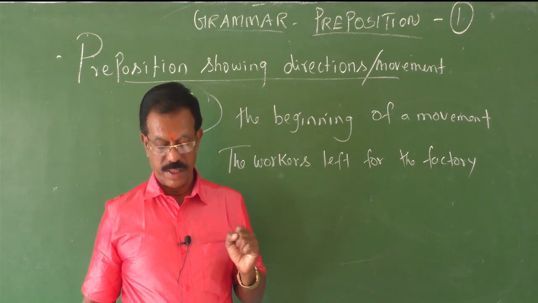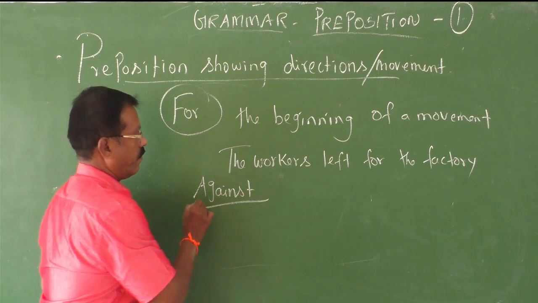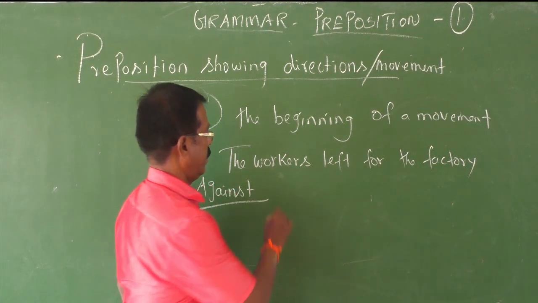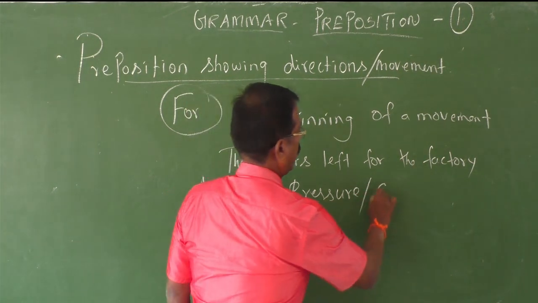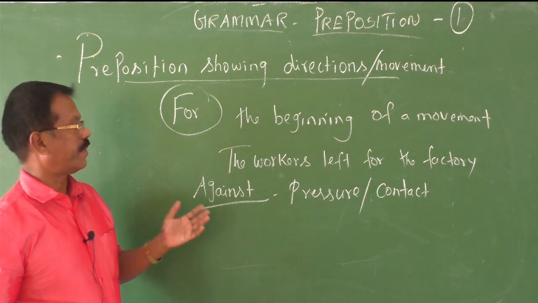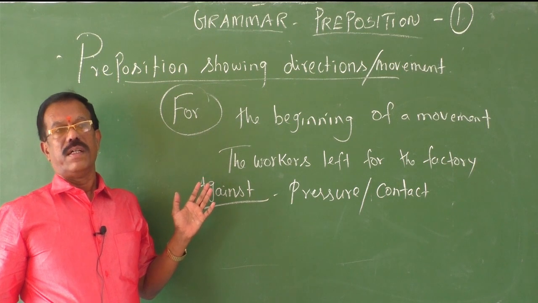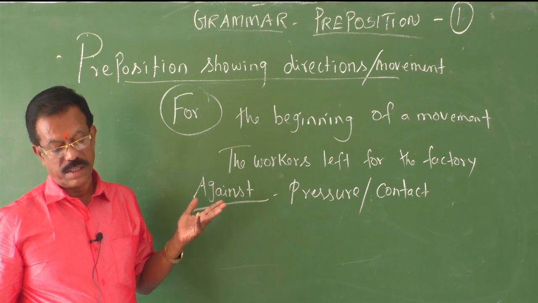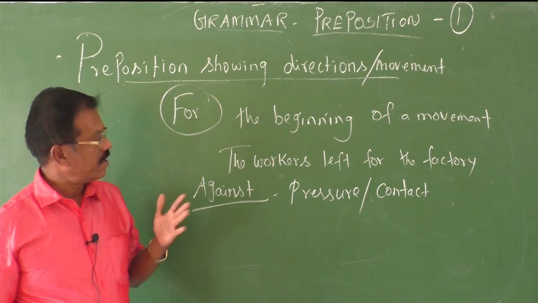Against. Another preposition. Where can we use this preposition against? It shows pressure or contact. So we use this preposition to show pressure or contact. For example, the boy is leaning against the wall. I am leaning against the wall. So, pressure.